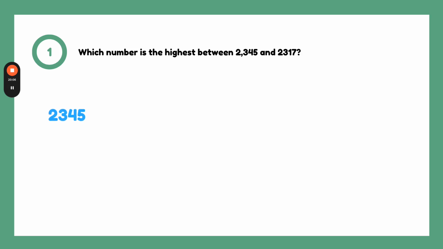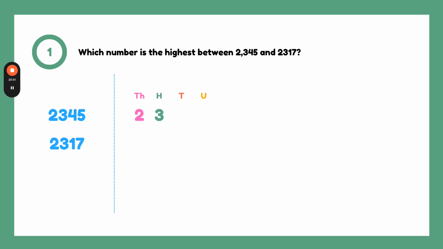So we have two numbers in this example, 2,345 and 2,317. This number is a 4-digit number, which means we will only be concerned with the thousands column, the hundreds column, the tens, and the units column. So first of all, we're going to position the digits of each number in their respective columns.